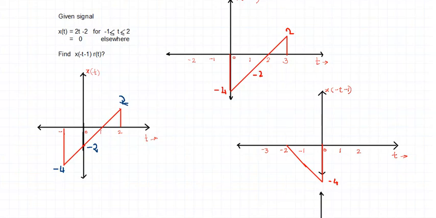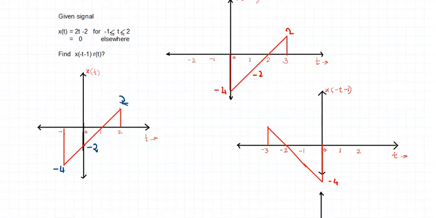What happens now? The next time instant is 3. So at 3, the magnitude should be 2. So at minus 3, the magnitude should be 2. That is your reverse signal. Right? So I'll simply extend it, and then taper it to 0. This is your time reversed signal. So we have reversed it.